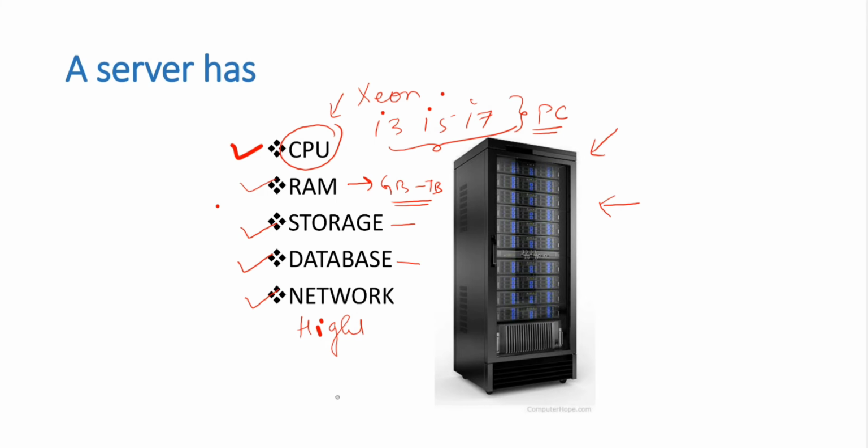Why is there a need for high network processing capabilities? Because multiple clients are putting in requests and the server has to serve the requests of all of them at the same time, simultaneously, and send back the web pages which they have requested. So high network speeds and a high-performance network interface card are needed.